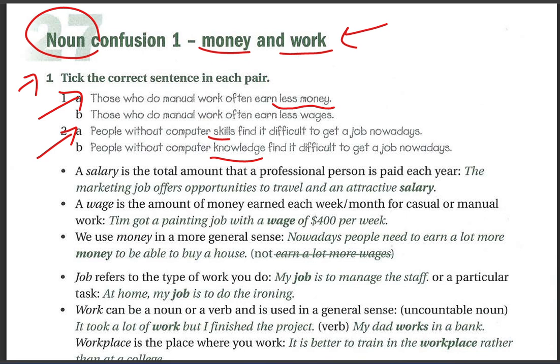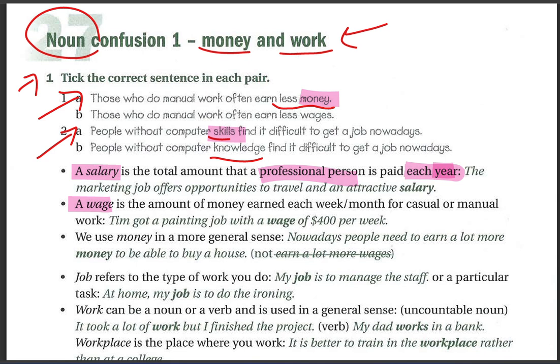skills. So let's see why the skills is correct or money is correct. A salary is the total amount that a professional person is paid each year. The marketing job offers opportunities to travel, an attractive salary. So the salary is the money that is paid each year to the employees. The second one, a wage, is the amount of money earned each week, month for casual or manual work.